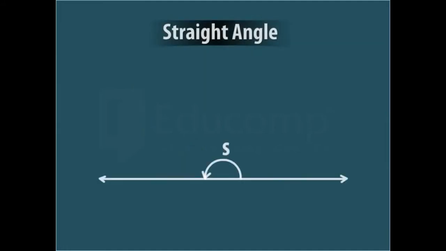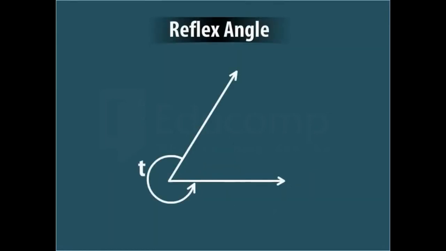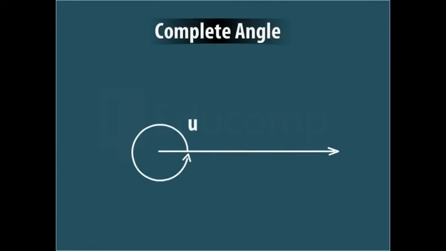A straight angle measures exactly 180 degrees. A reflex angle measures between 180 degrees and 360 degrees. A complete angle measures exactly 360 degrees.